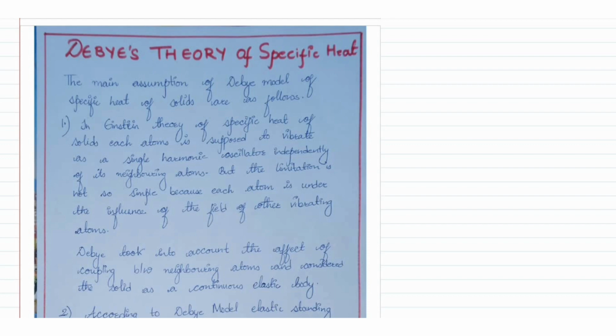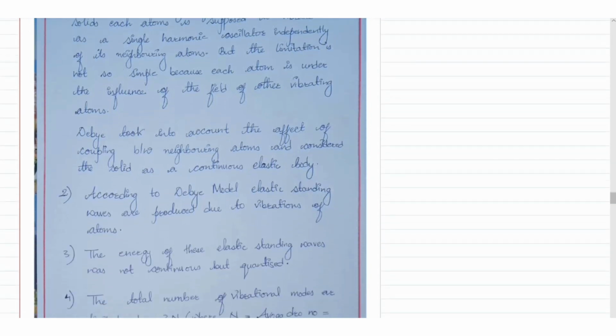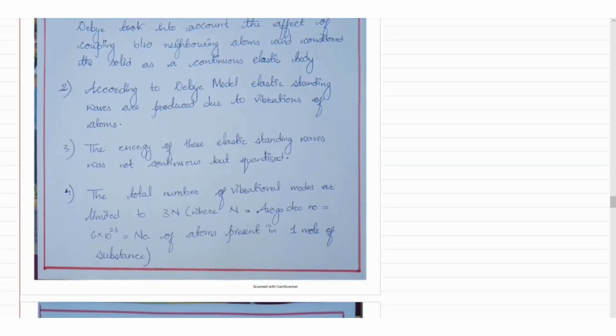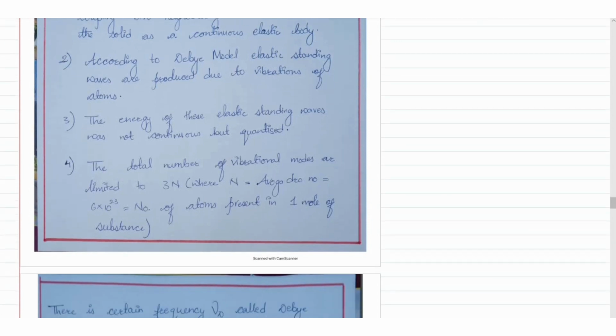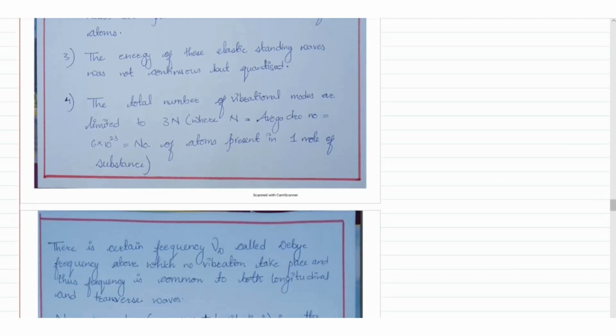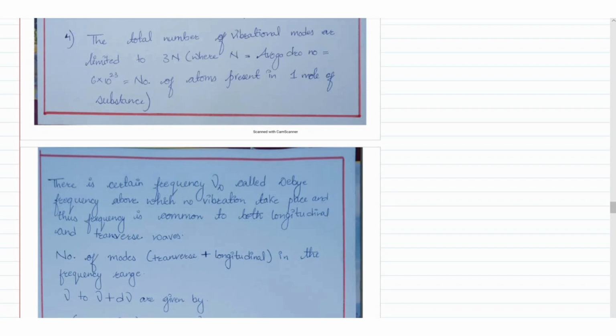According to the Debye model, elastic standing waves are produced due to vibrations of atoms. He assumed that due to the vibration of atoms, there will be standing waves. Two types of waves are produced, transverse waves and longitudinal waves. He also assumed that the energy of these elastic standing waves is not continuous but quantized. The total number of vibrational modes is limited to 3N, where N is the Avogadro number, 6 into 10 to the power of 23, equal to the number of atoms present in 1 mole of substance. He also assumed a certain frequency nu D, called the Debye frequency, above which no vibration takes place, and this frequency nu D is common to both longitudinal and transverse waves.